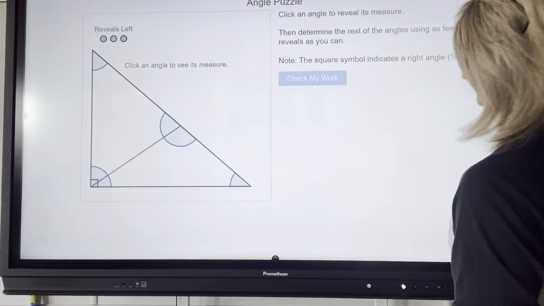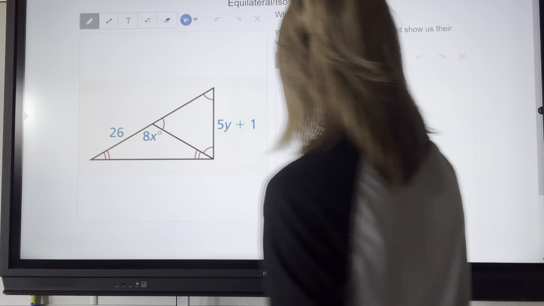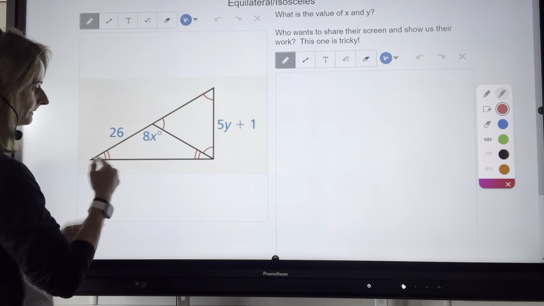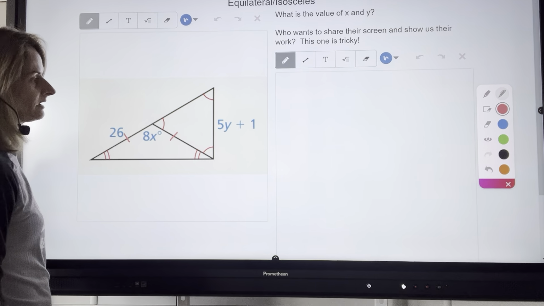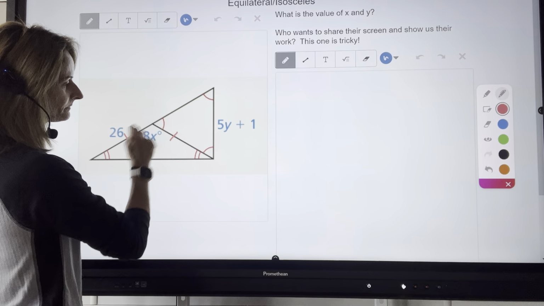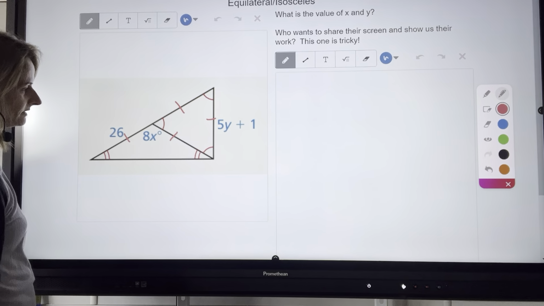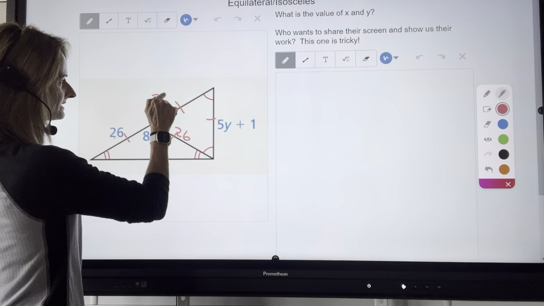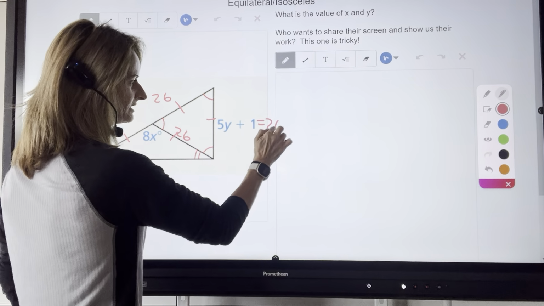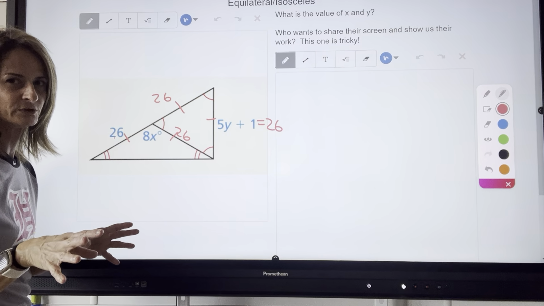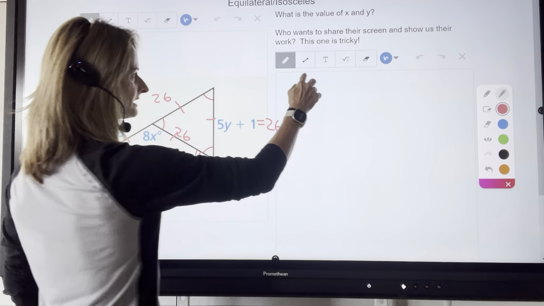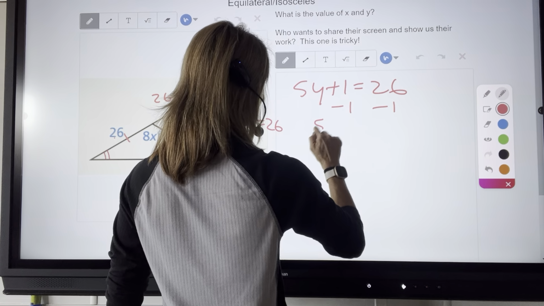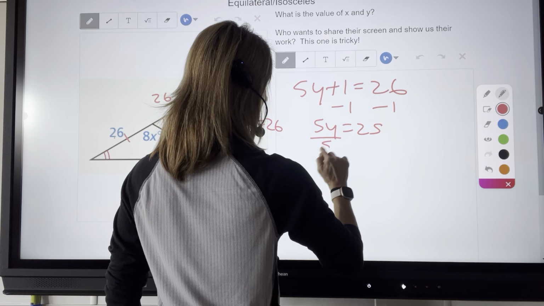Every problem is different. This one right here, there is so much going on. These base angles are the same, which tells us the measure of these sides are the same. And then all 3 angles are the same, which means all these sides are the same. So if this is 26, this has to be 26, which makes all these 26. You kind of just have to work through it. Now we can solve for y, because 5y plus 1 is 26. Minus 1, 5y is 25. I'm getting the value of y is 5.